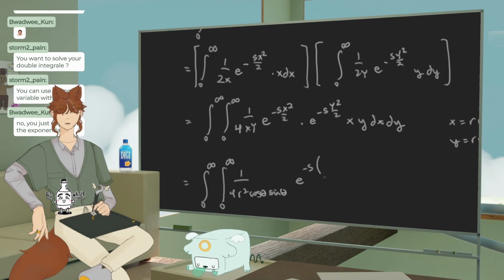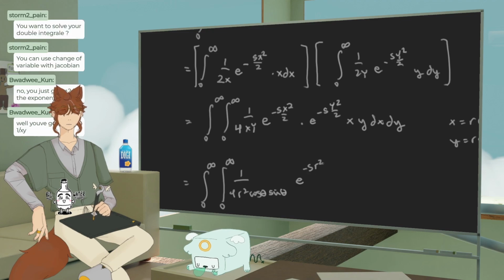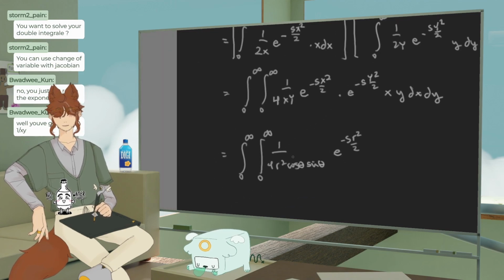Oh yeah, yeah. s over 2 r squared. Wait. Oh, never mind. We're chilling. Well, you've got xy and 1 over xy. What? Wait, what? Oh my god. Oh, I'm so smart, guys. Guys, I swear I know what's going on.